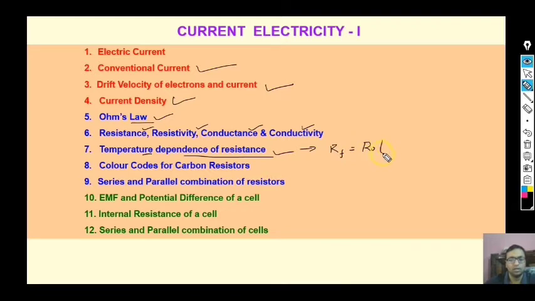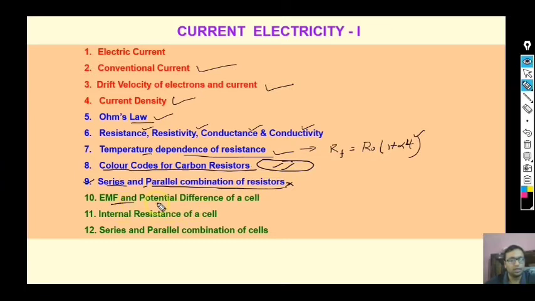Like you can say R final equal to R naught into 1 plus alpha delta T. Such formulas you will learn. After that, the color code for carbon resistor is also mentioned here, but it has been removed from your syllabus as per the new guidelines of NCERT. Then the topic series and parallel combination of resistors has also been removed from your syllabus. You don't have to learn these two topics.